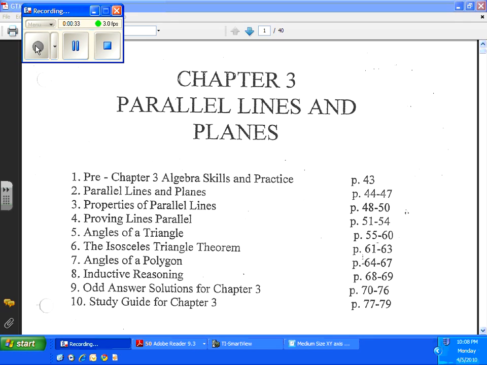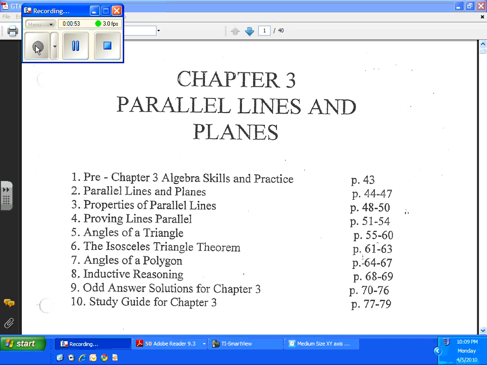Unit 4, Proving. Exciting, huh? Proving parallel lines and planes. We'll get to do some more proofs. Angles of a triangle. We already know the sum of the angles of a triangle is 180, but we're going to deal with some other things related to that.